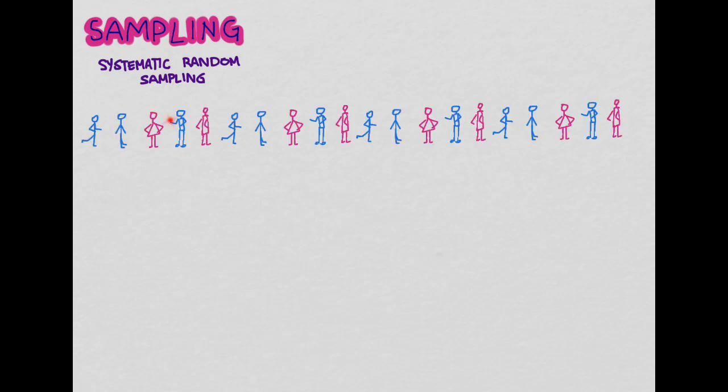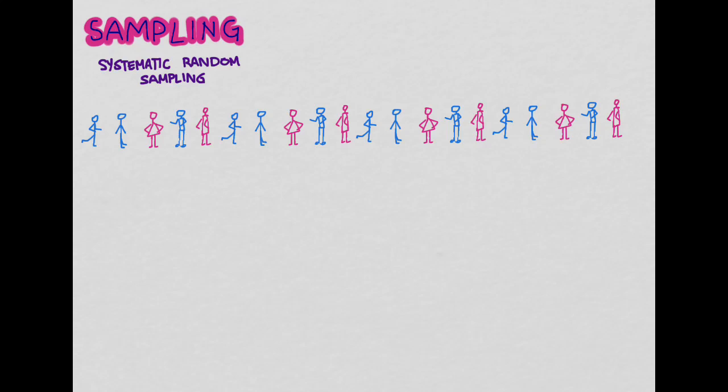Okay, so the next type of sampling we're going to look at is systematic sampling, or systematic random sampling. And as the name implies, there's a systematic way that we're going to sample people. So say we have a bunch of people here waiting in a line to get into the emergency room, and we want to measure something on them. Let's say their blood pressure.